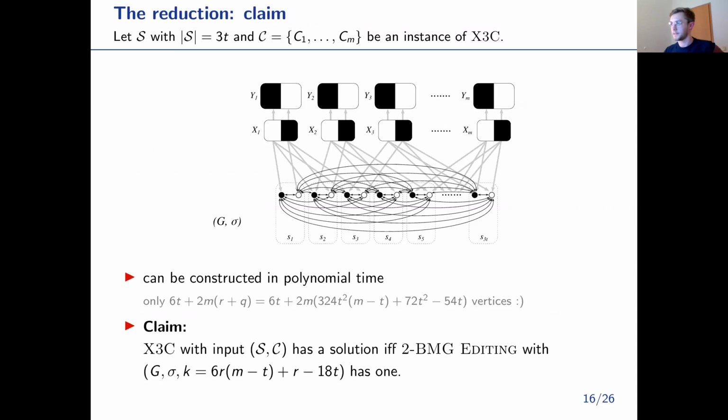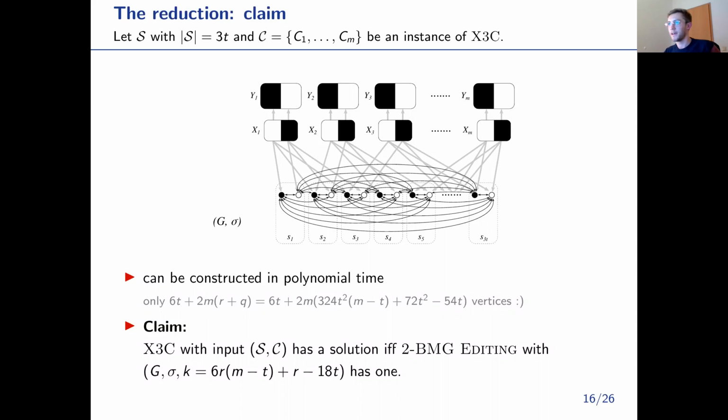Yeah, and it's quite huge, but it can be constructed in polynomial time because it has only this many vertices, which is a lot, but still polynomial. So we are fine. And my claim now is that this monster here, with an integer k that looks like this, has a solution if and only if the original instance of exact3 cover has one. So we have an if and only if that we have to prove.